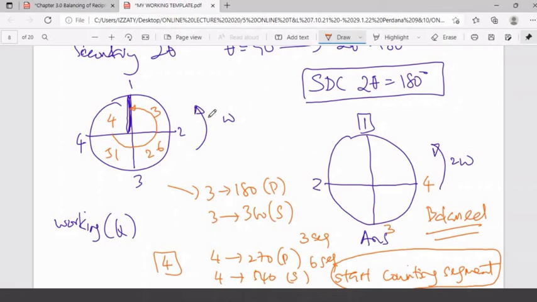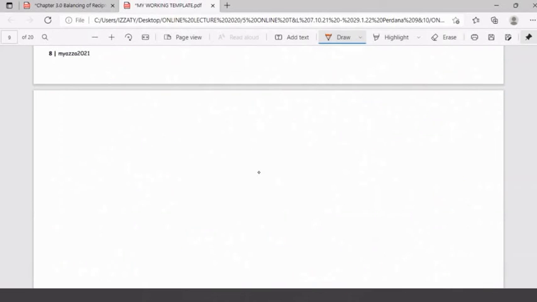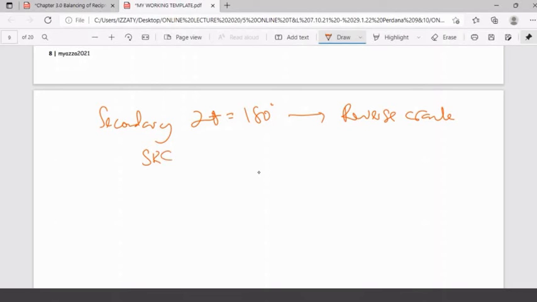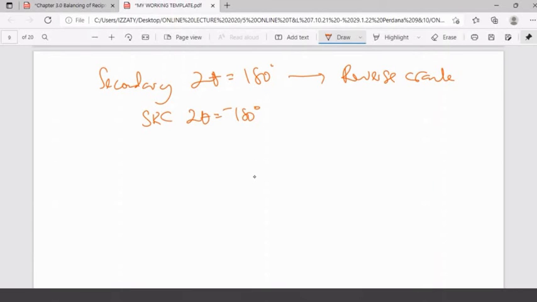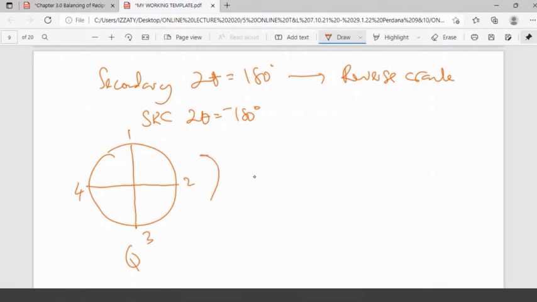Okay, now do another one, secondary also. Secondary theta equal to 180. But now we are talking about reverse crank. Secondary reverse crank, 2 theta equal to negative 180. So this is the equation from the equation. Equation 1, 2, 3, 4. Rotating that way. This is this one, crank. So this is your answer.